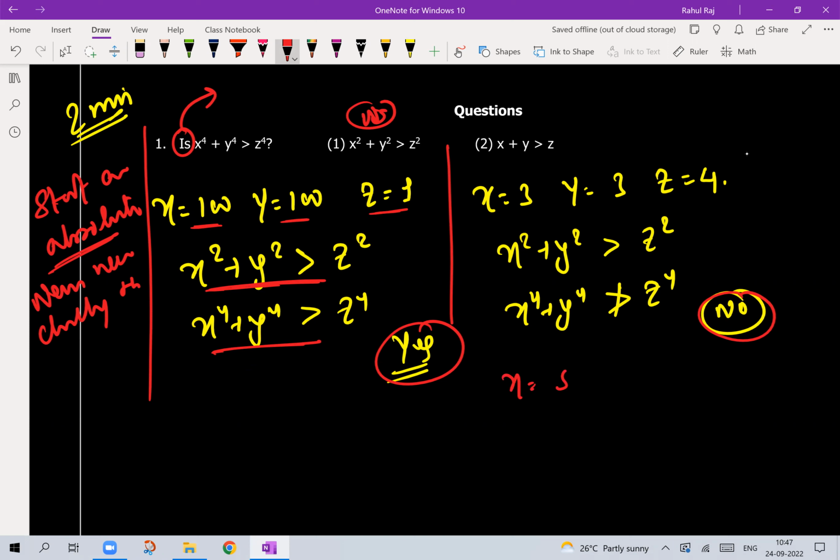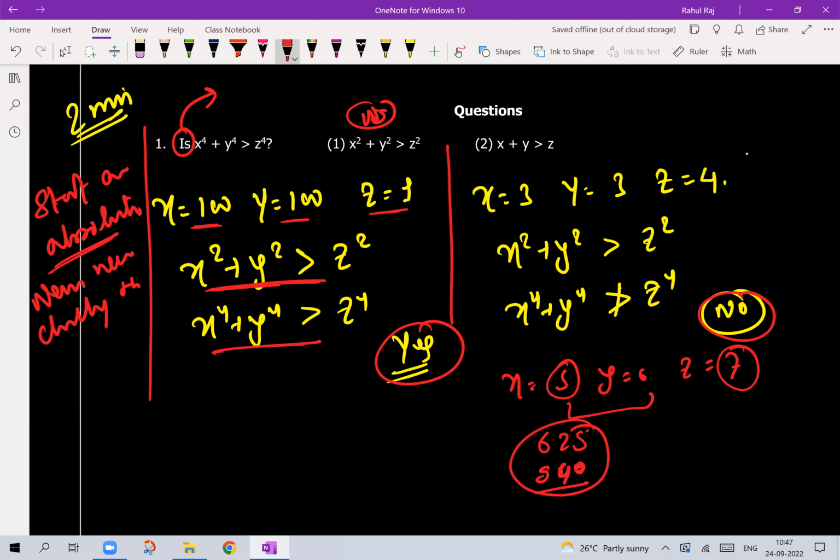X is equal to 5, y 6, and z is equal to 7, right? So 5 square plus 6 square is how much? 25 plus 36 is greater than 7 square, right? Yeah, 61 is greater than 49. Now 5 to the power 4 is 625. 6 to the power 4 is somewhere around 900 plus, because 13 into 30 is your 900. 36 into 36 would be how much? 1296 something.